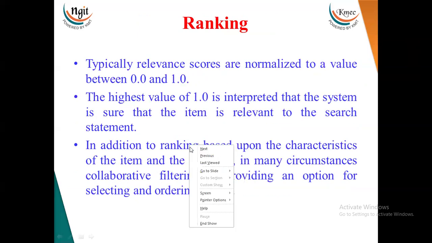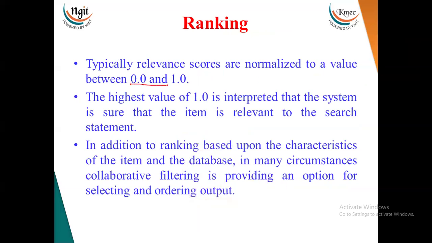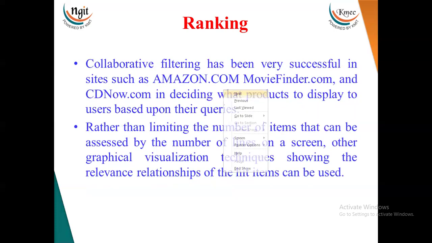Next one is about ranking. We have already discussed ranking. What is meant by ranking? For every element or item, you give the rank as 0 or 1, and the highest value, 1, will be identified or retrieved first. In addition to ranking, you can also go with collaborative filtering to get the selected and ordered output. Suppose you want the output in a particular order, then you have to assign some filter to those ranked items.